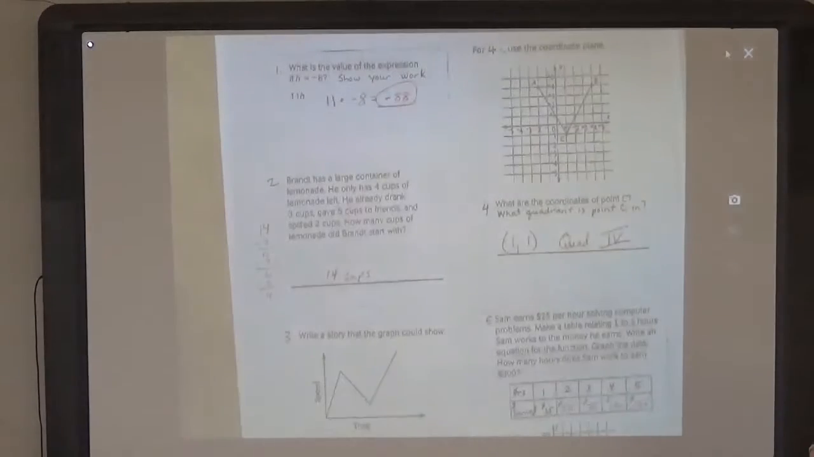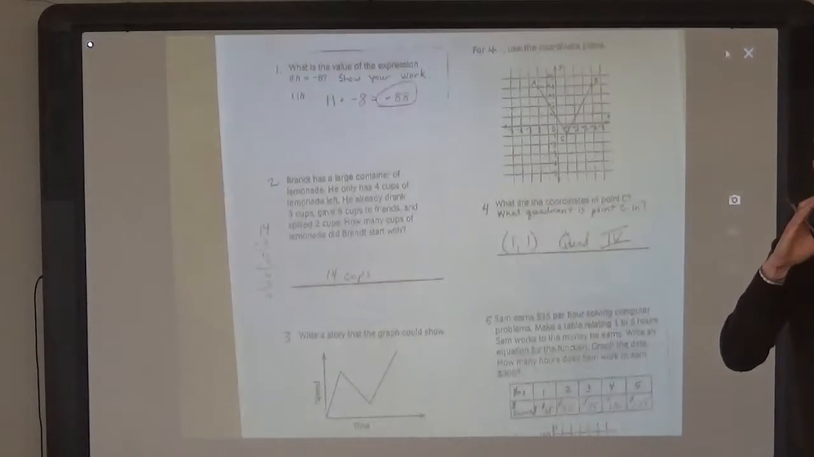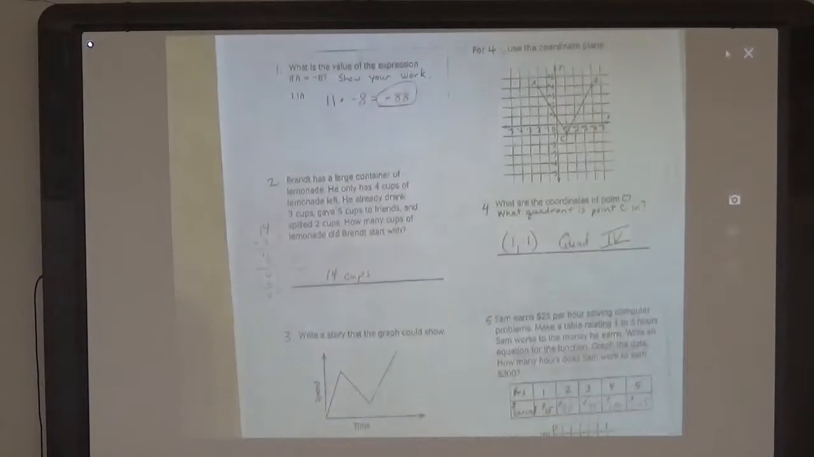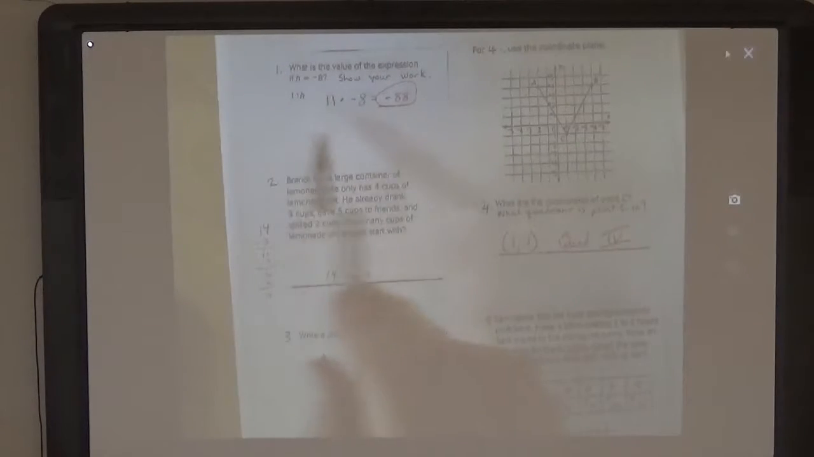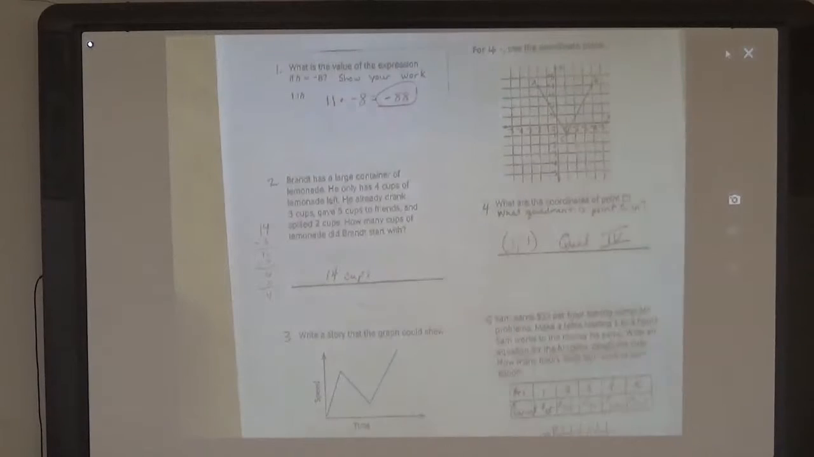Don't use x for times. You can use a dot or parentheses. Kaden, what if the person uses an x as a times symbol? Then circle the x and write right underneath it, don't use x for times.